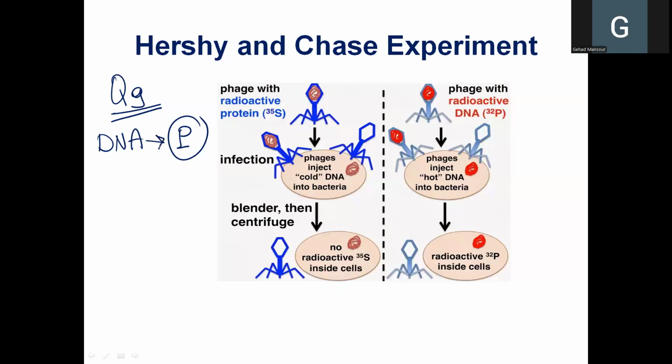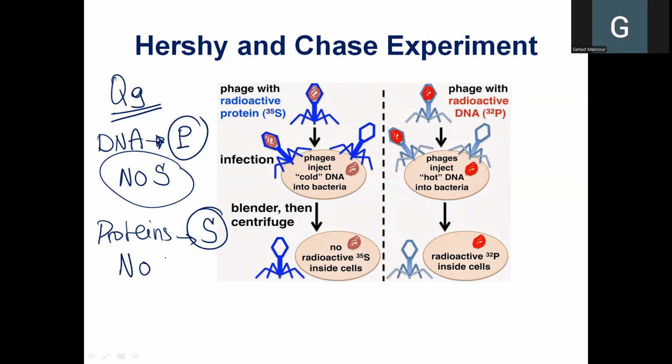So they knew that DNA contained phosphorus and no sulfur. This is a very important fact. And they knew that proteins contained sulfur and no phosphorus. We are talking, of course, about the proteins themselves, not the derivatives of proteins like glycoproteins, for example, or phosphorylated proteins like the kinases, for example.